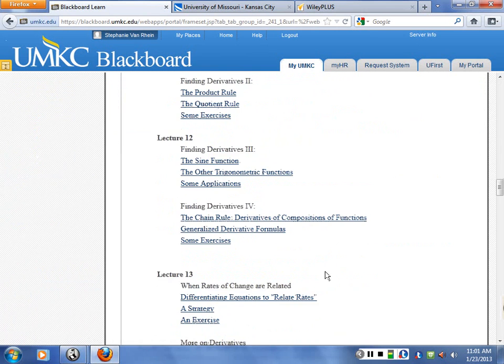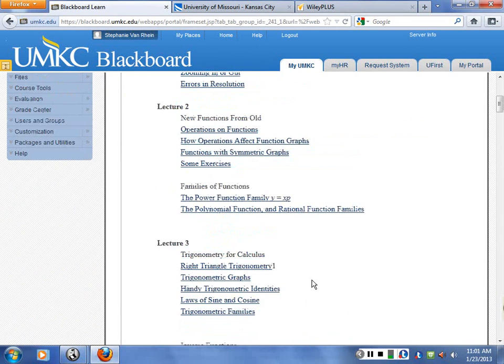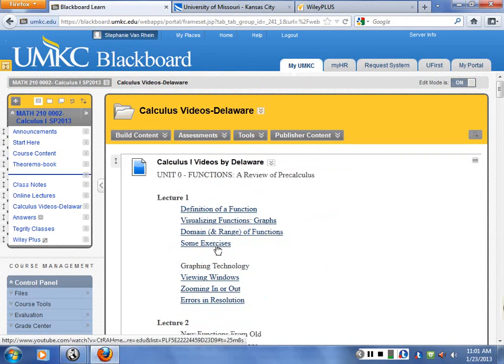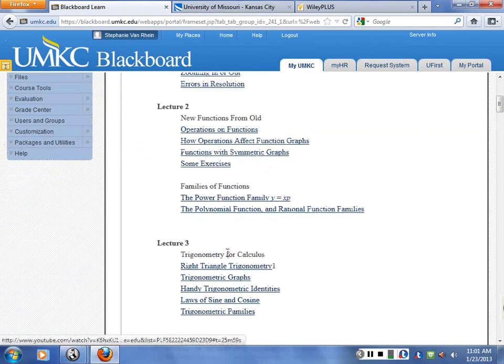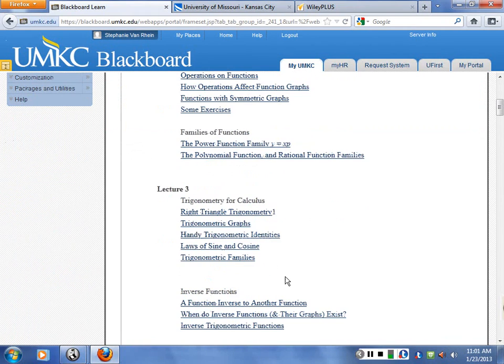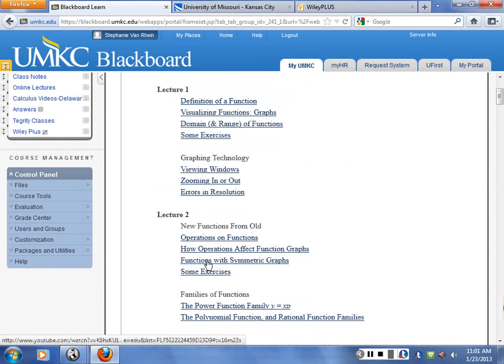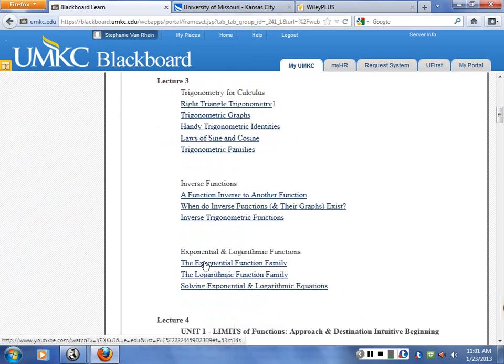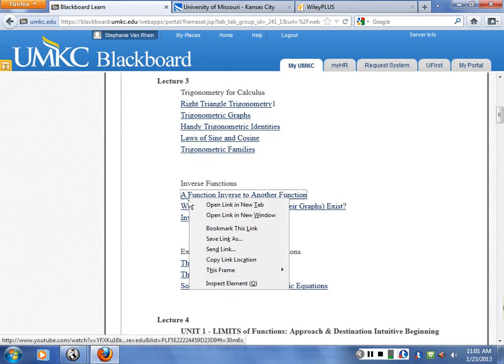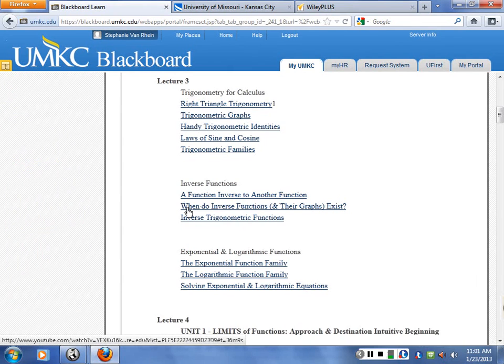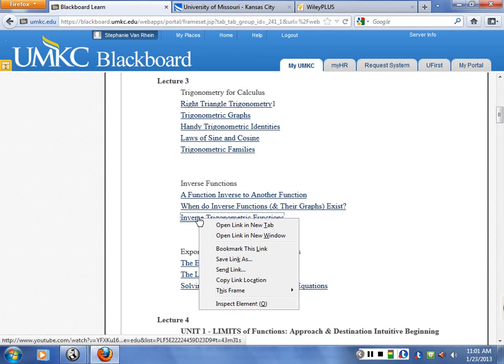So at the very end of Calc 1, everything's going to be covered. And he begins with a really good overview of college algebra and trig. So if you need that little extra help or you want to see something, an example I showed the last class would be maybe, let's see, not necessarily graphing, maybe inverse functions. So a function inverse to another function. When do inverse functions and their graph exist? And then inverse trig functions. So maybe we wanted to talk about inverse trig functions.